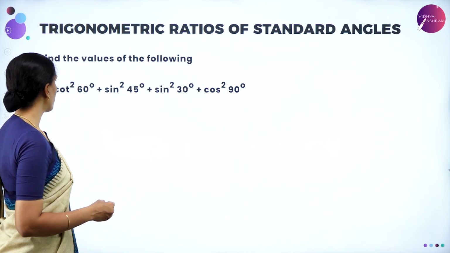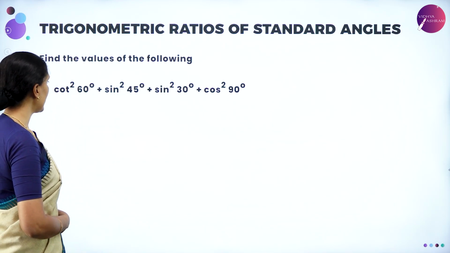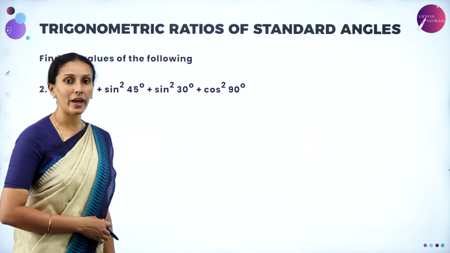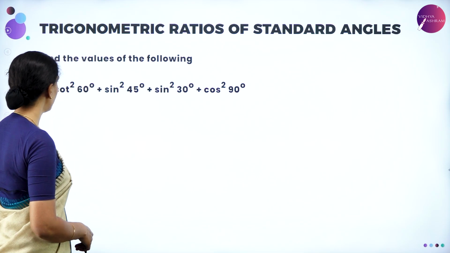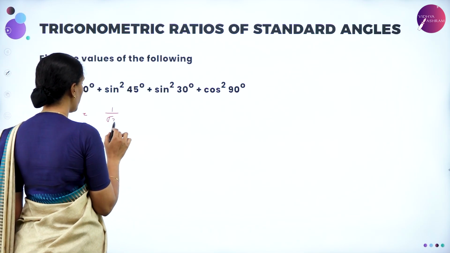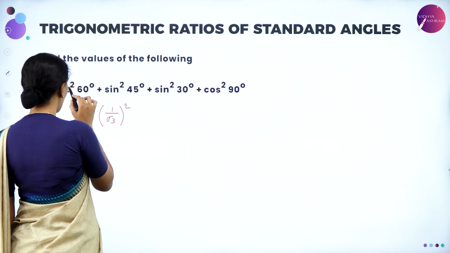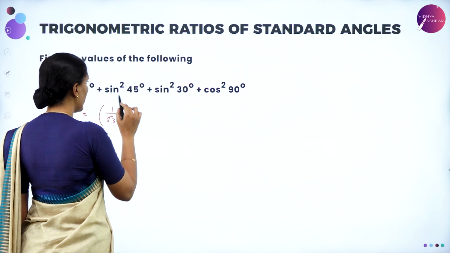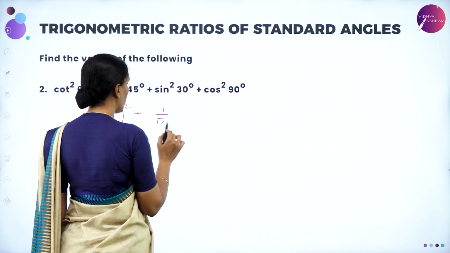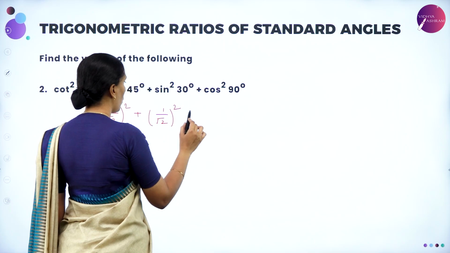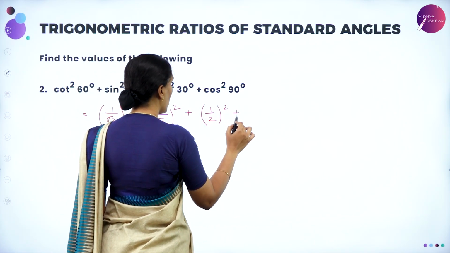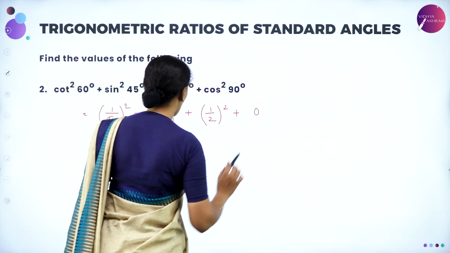Next, find the values of the following. Cot square 60 degree, sin square 45 degree, sin square 30 degree, cos square 90 degree. So here, cot 60 degree value is 1 by root 3 whole square, because we have cot 2 times. Next, sin square 45, the value of sin 45 is 1 by root 2. Then since we have square, whole square. Sin 30 is 1 by 2, so whole square. Cos 90 is 0, so 0 square is 0.